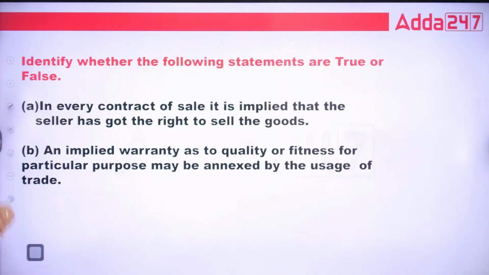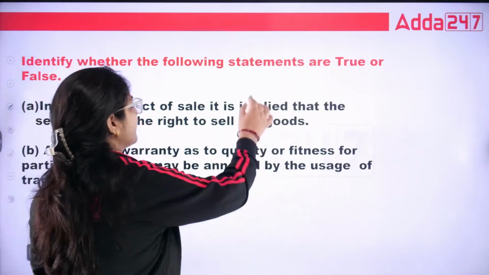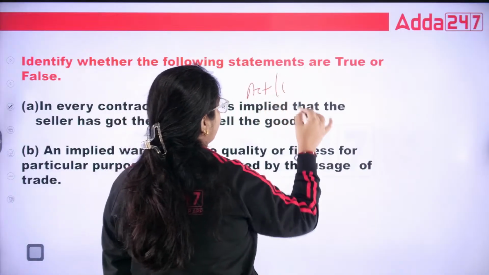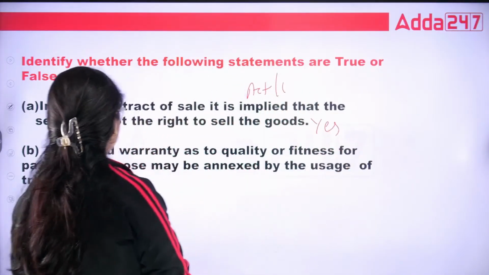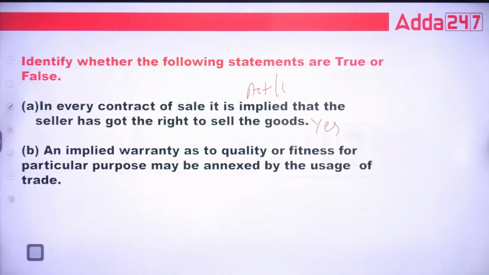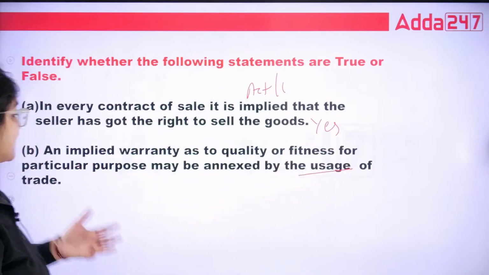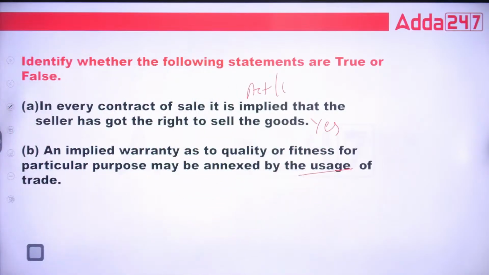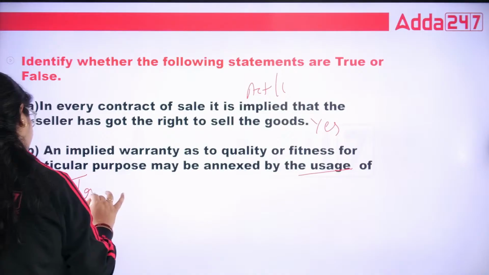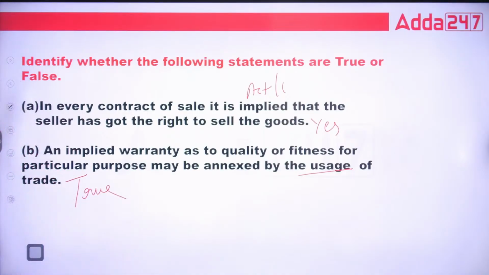In every contract of sale, it is implied that the seller has the right to sell the goods. Exactly. Implied means by way of act and conduct. The answer is yes. An implied warranty as to quality or fitness for a particular purpose may be annexed by the usage. Usage means any act that we are doing continuously. So an implied warranty as to quality and fitness for a particular purpose may be annexed with the usage. That is the true statement, class.